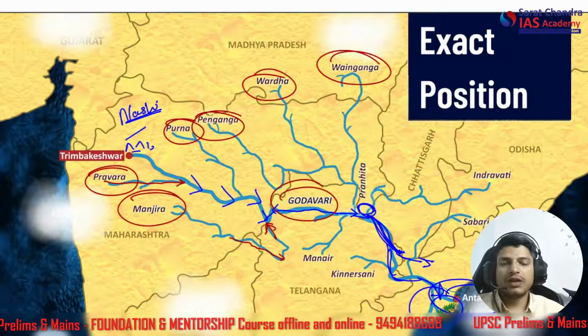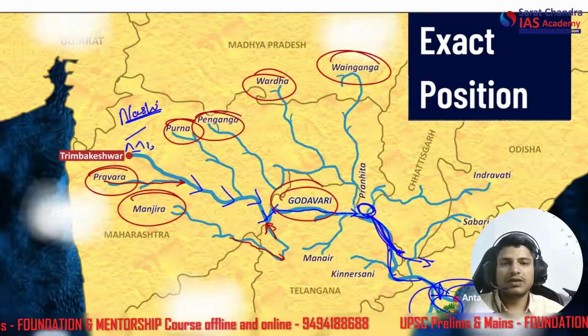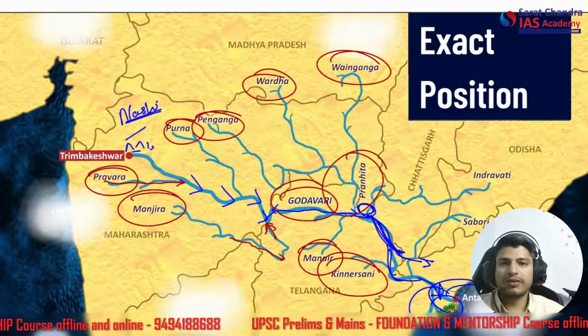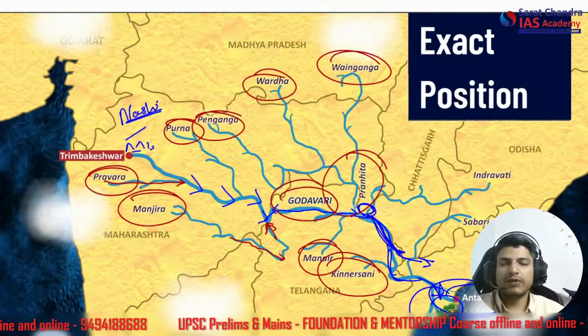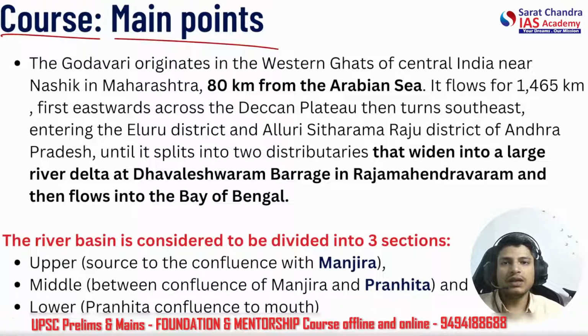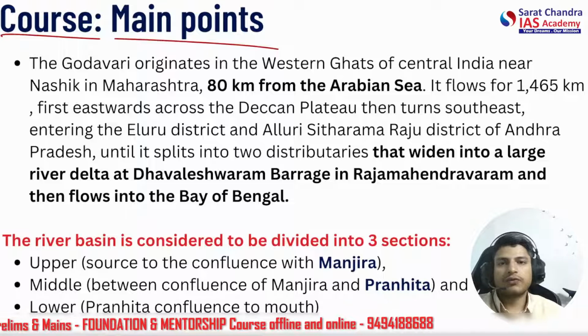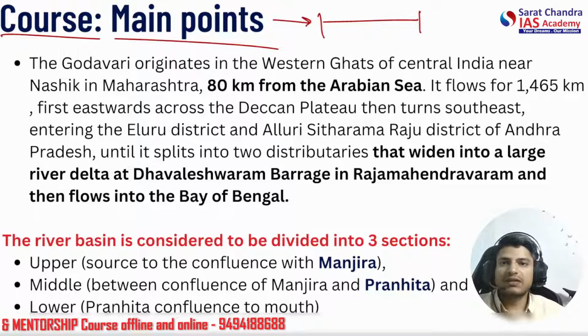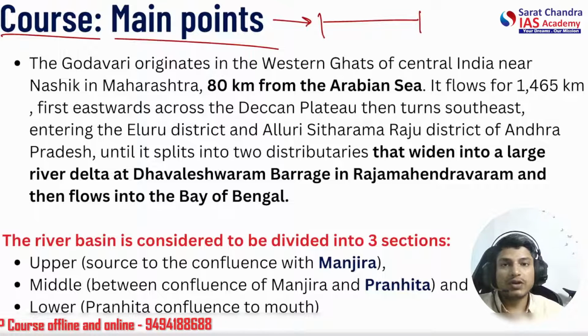So this is the Godavari main course. You can see multiple tributaries. Pranhita is also there, Maner is also there, Kinnerasani, and a few small tributaries as well. We'll be seeing them when we go further. Now let's talk about the course of the river Godavari, the main points. As it flows from Maharashtra down to Telangana, we'll see what important locations it covers, which can be asked in the prelims directly.